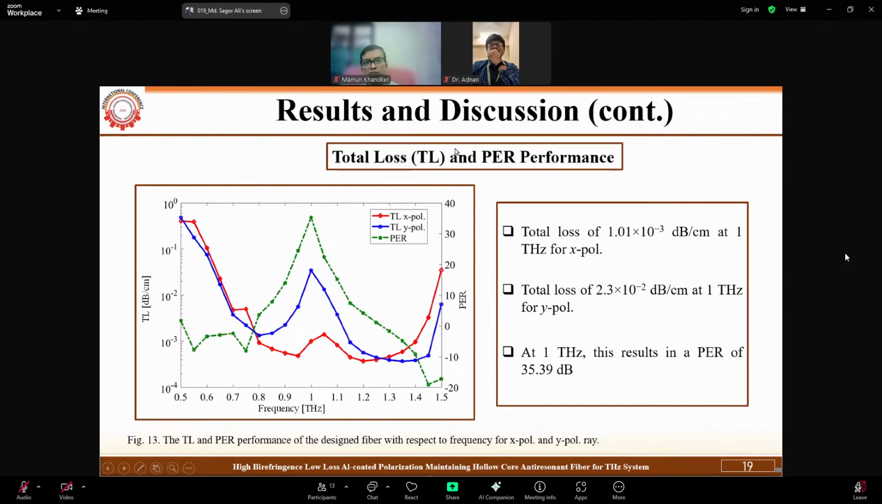Total loss and PER performance with respect to change in frequency on the x-axis. In this figure, we can obtain PER and total loss. Total loss of 1.01 × 10^-3 dB per centimeter at 1 terahertz for X-pol. Total loss of 2.3 × 10^-2 dB per centimeter at 1 terahertz for Y-pol. In this figure, at 1 terahertz, this results in a PER of 35.39 dB.